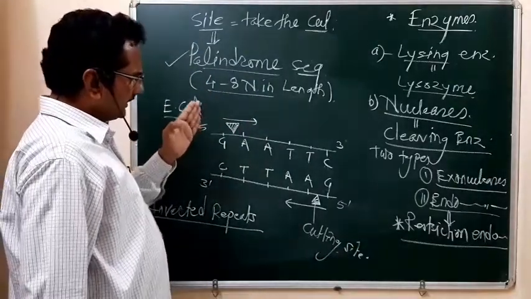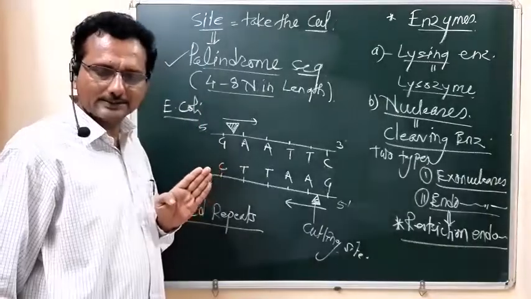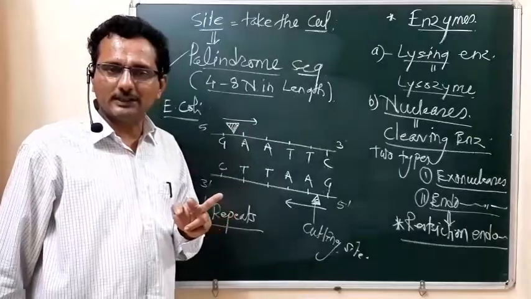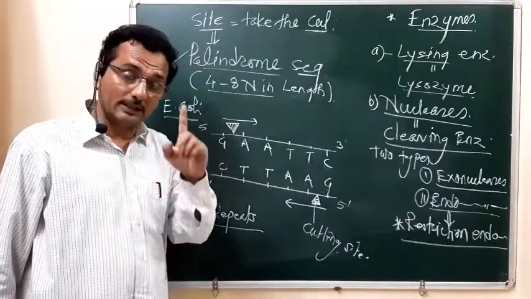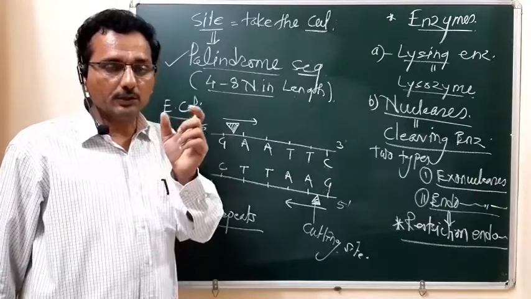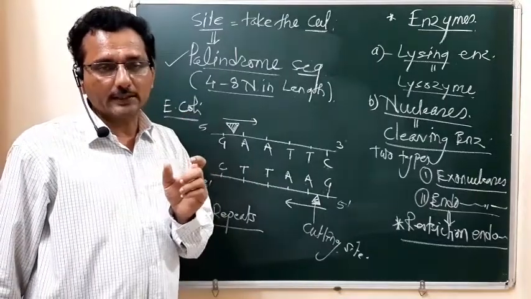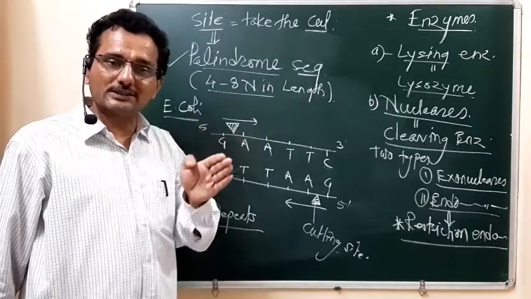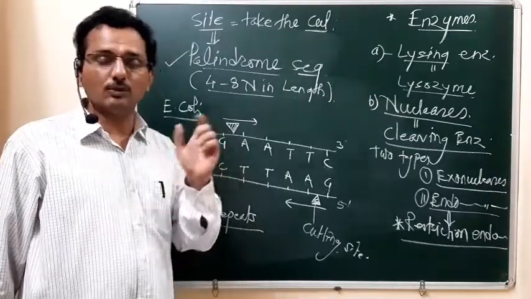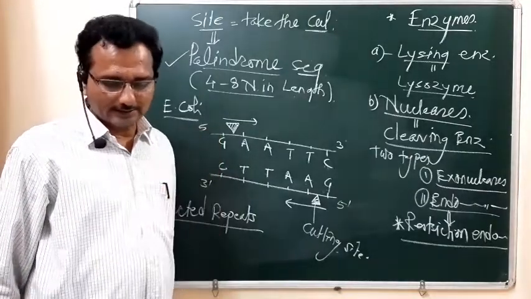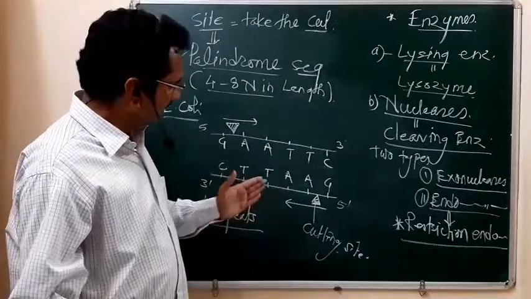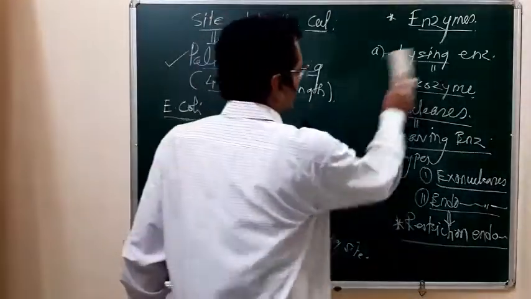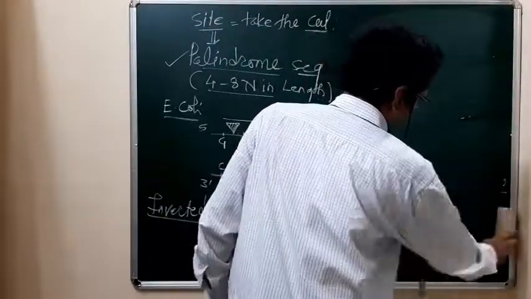So this restriction endonuclease enzyme takes the cut on both strands of DNA at the palindrome sequence, but they take the cut in between two nucleotides on one strand. The same cut is taken on the other strand in between the same nucleotides. Okay, so this is the thing. Then after taking the cut, what type of ends are observed?